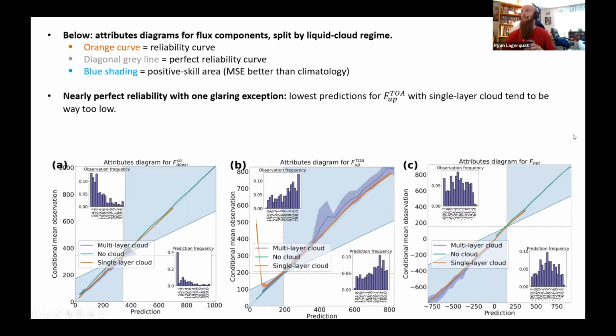Here, I'm again showing attributes diagrams for the 3 flux components, but now they're split by cloud regime. This is only the liquid cloud regime. So there are cases with no cloud, multi-layer cloud, and single layer cloud. And you'll notice that the reliability for all 3 flux components is really good, with this one glaring exception at the extreme end of low predictions.